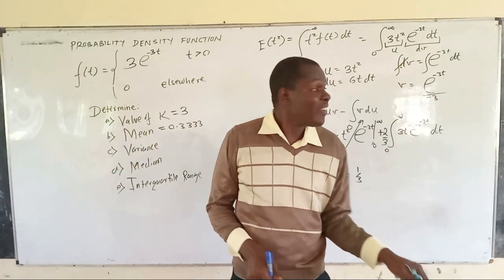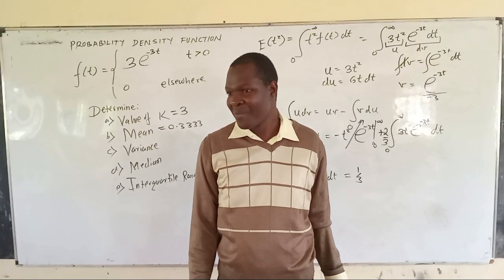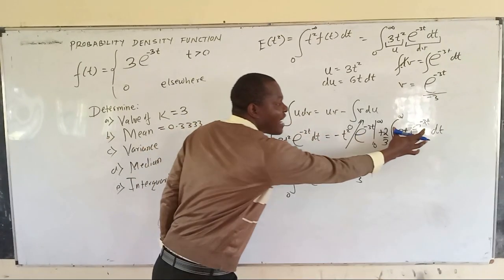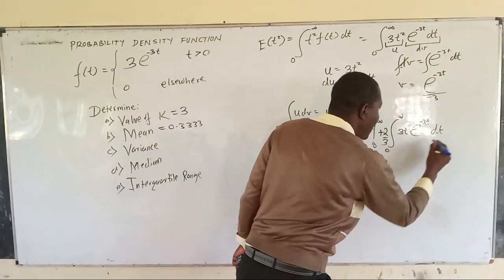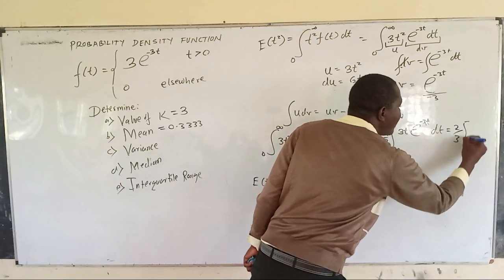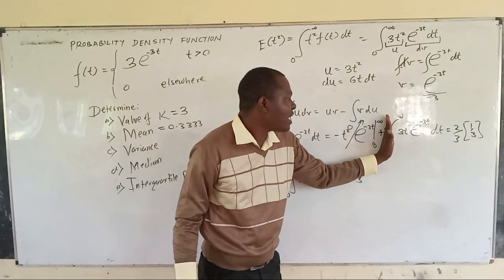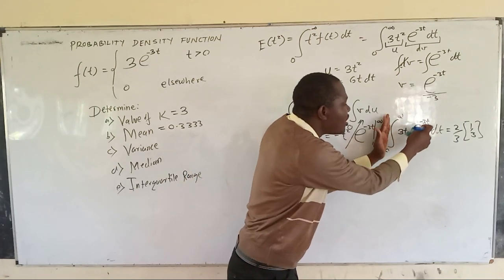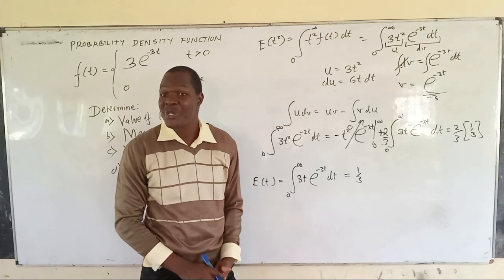Once you got the mean, doing the second part will be very simple. Here you found the 0, and the whole of this integral was the mean. So what do you get here? The answer will be 2 over 3 times a third, because here we have plus 2 over 3 outside. Then the integral from 0 to infinity of 3t e^(-3t) dt, we've already found it, was the mean.